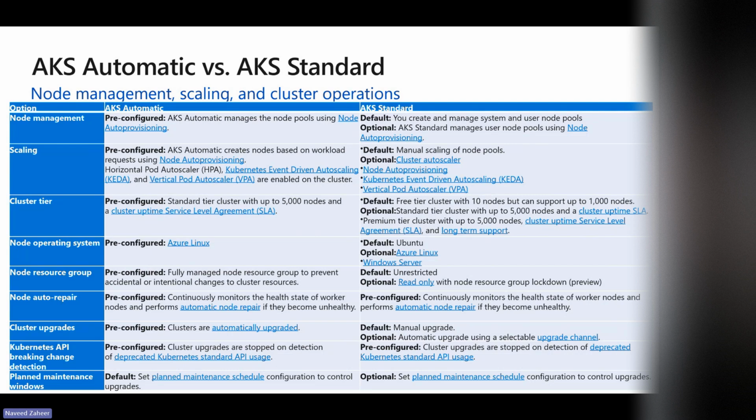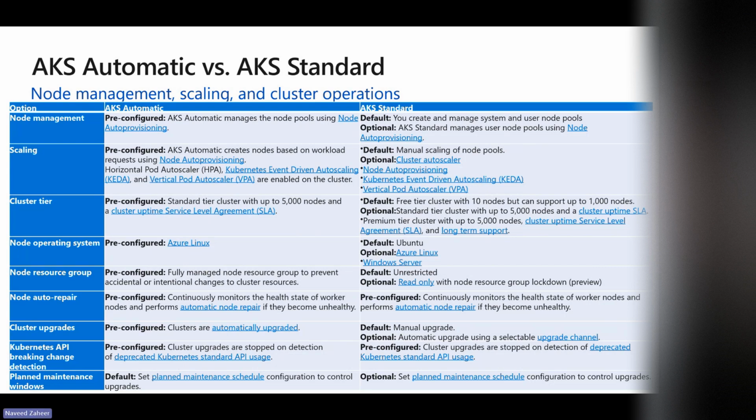It relies on Karpenter open source to manage the nodes, and the horizontal pod autoscaler along with KEDA. It's pre-configured. So basically, your nodes' vertical scaling and horizontal scaling are controlled by AKS Automatic, and that you cannot change. As I said, anything that is pre-configured, you cannot change. Of course, your cluster size is a standard tier cluster which can have up to 5,000 nodes.